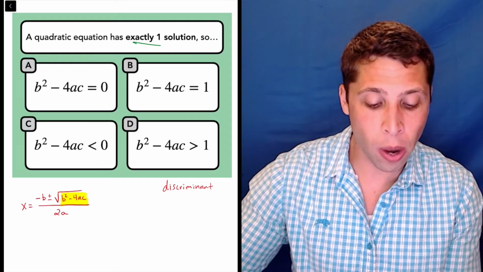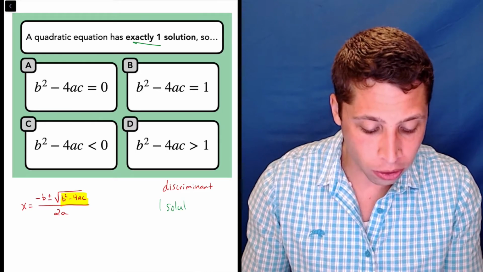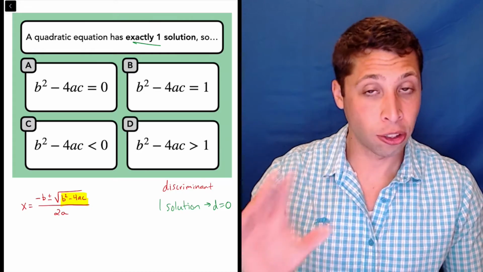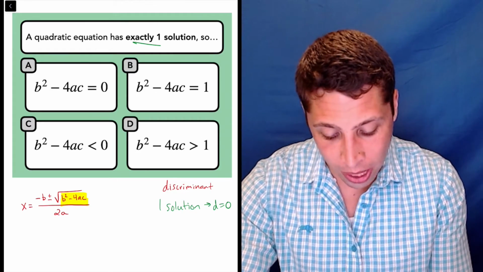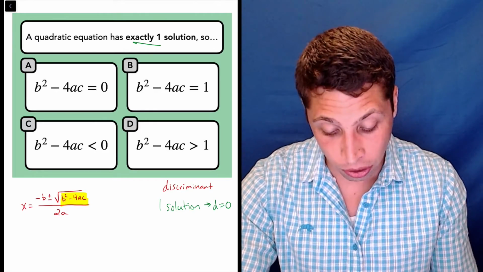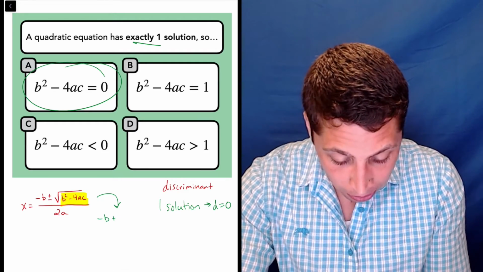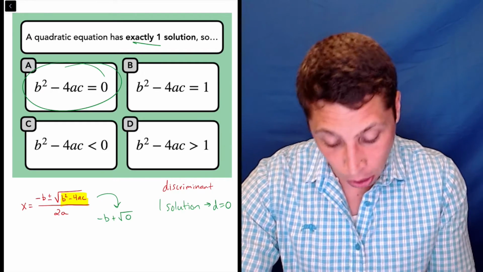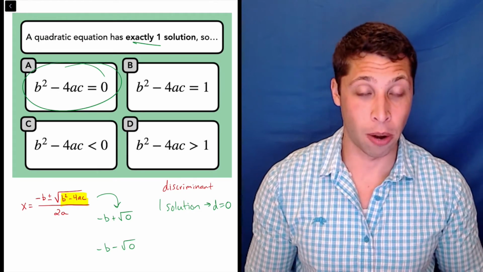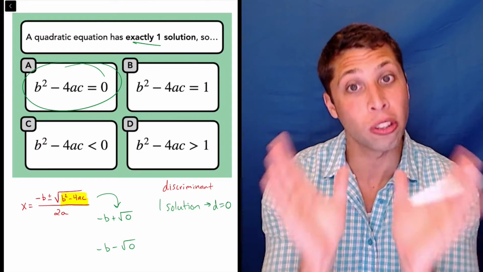So in this case, if we want exactly one solution, we want the discriminant to be equal to 0. Okay, one solution, the discriminant equals 0. And just to quickly show you why that's the case, think about it. If b squared minus 4ac was equal to 0, we would have negative b plus the square root of 0 on the top, but also, because there's two parts of this equation, we'd also have negative b minus 0, because that's what the plus or minus means. This one equation gives us two solutions most of the time.